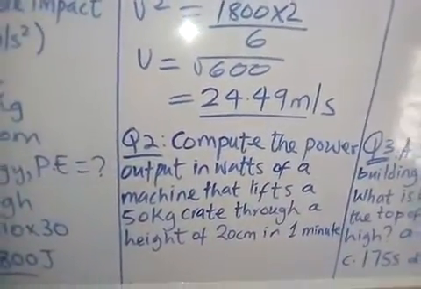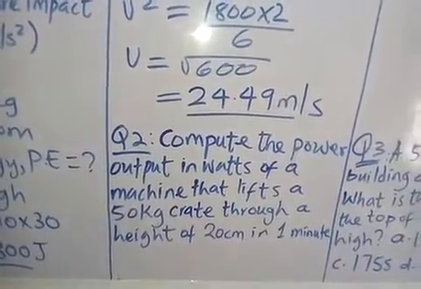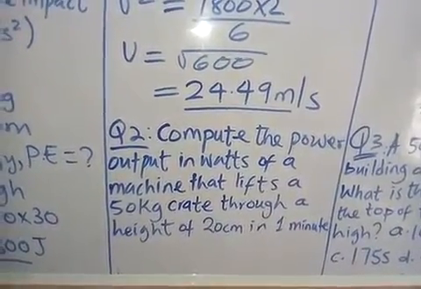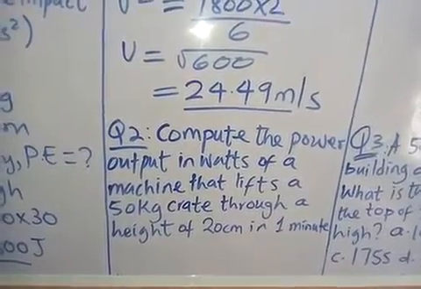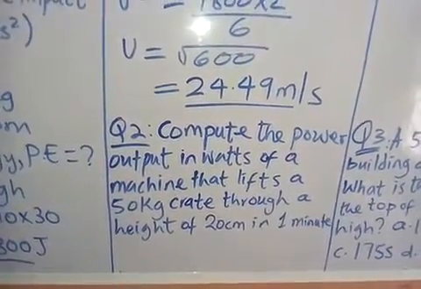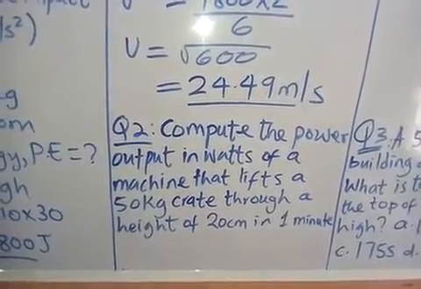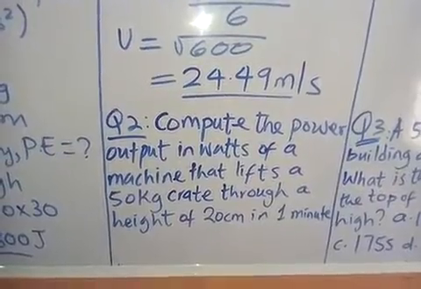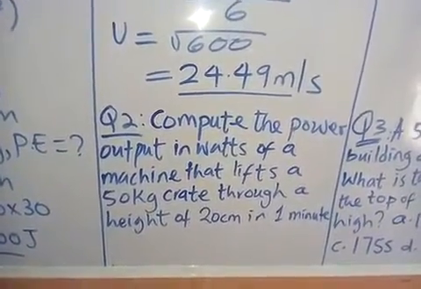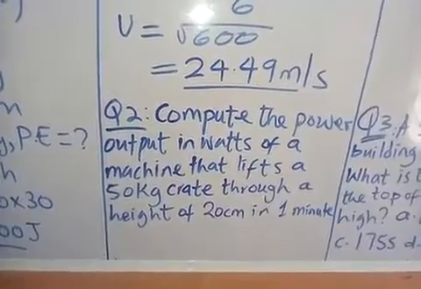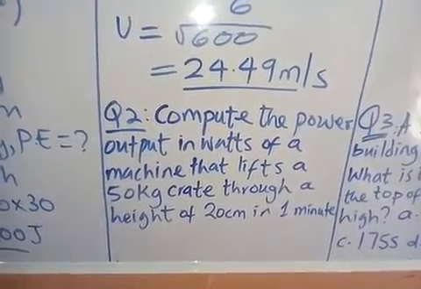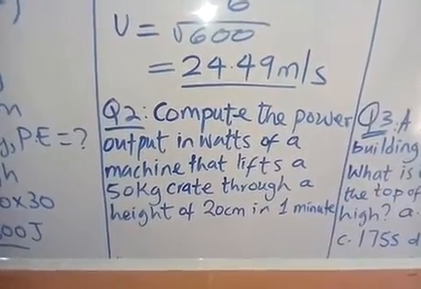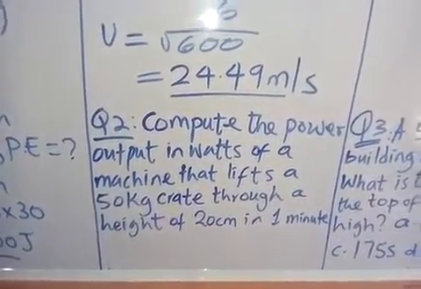Question number 2. We have to compute the power output in watts of a machine that lifts a 50 kg crate through a height of 20 cm in 1 minute. Take note, class, while solving questions in physics, the basic unit, meaning the SI unit, is very important. The SI unit of height or distance is always what? Meters, and the SI unit for time is always what now? Seconds. Which implies we must convert that 20 cm to meters, and we'll convert the 1 minute to seconds.